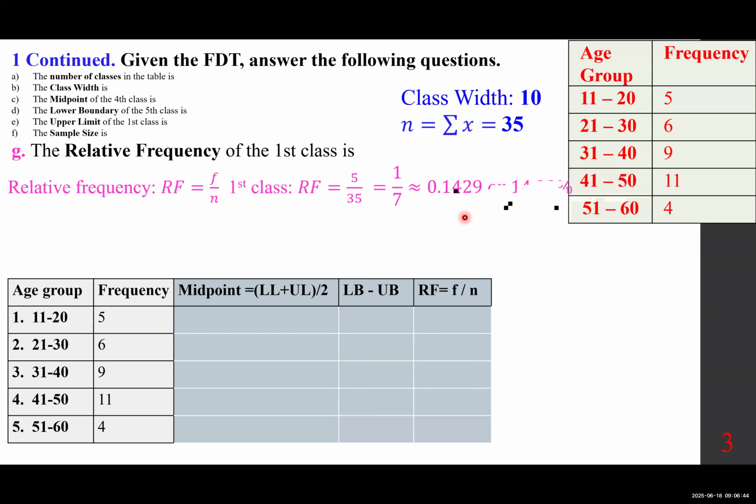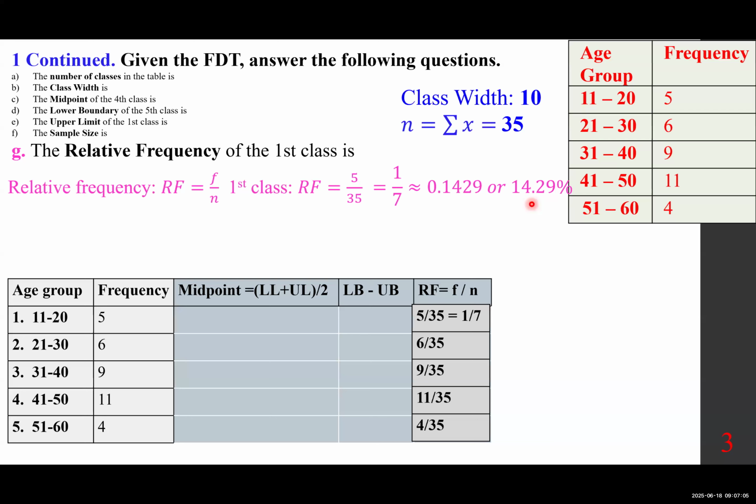If you want to go with decimal notation, you have to carry a lot of decimals. You want to pay attention to how many they ask you. And of course, if they ask for the percentage, you know how to change from fraction to decimal to percentage. So you move the decimal by 2 places, becomes 14.29%. Now, I'm writing RF for each and every one of the classes. So this is 5 over 35, this is 6 over 35, 9 over 35, 11 over 35, 4 over 35. So this column, the frequency divided by n, one by one, would be the RF, relative frequency.